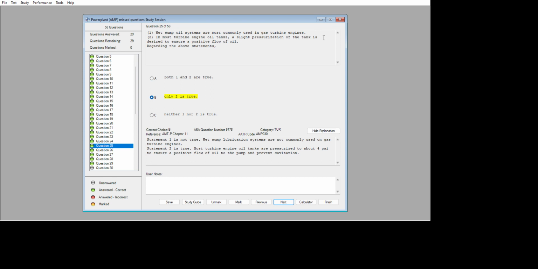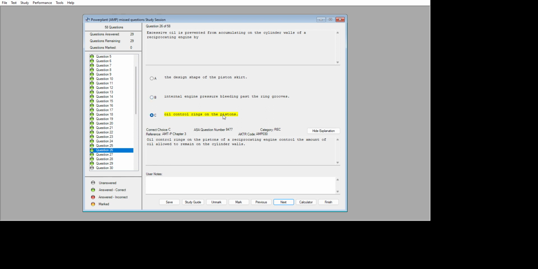In most turbine engine oil tanks, a slight pressurization of the tank is desired to ensure a positive flow of oil. Excessive oil is prevented from accumulating on the cylinder walls of the reciprocating engine by oil control rings on the piston.